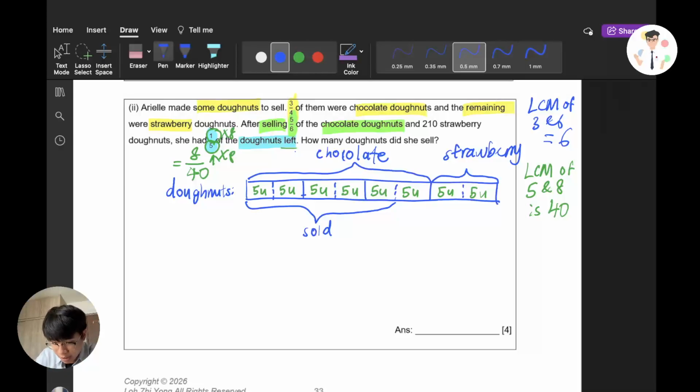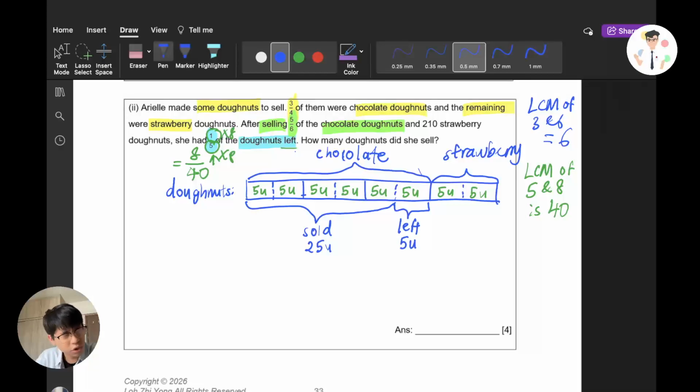Now, this is chocolate. Let's look at chocolate first, okay? I have sold this 1, 2, 3, 4, 5. Can you tell me how many units did I sell for chocolate? 25, right? And you notice there's one thing that's left over here. Now, this means that after I sold 25 units, I also have some left. How many units did I leave with here? I left with 5 units.